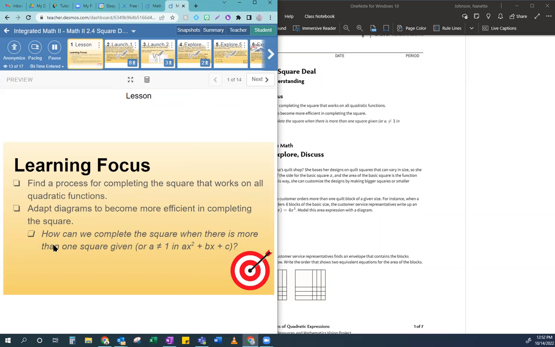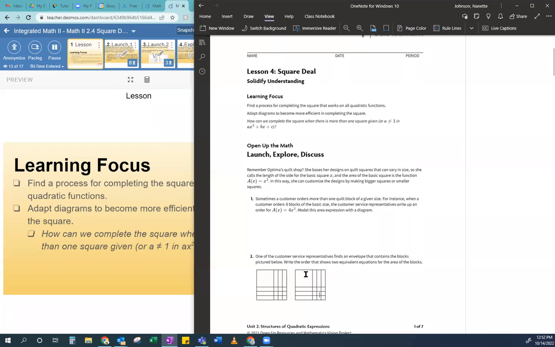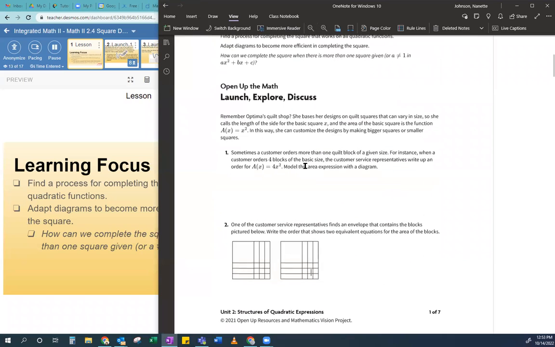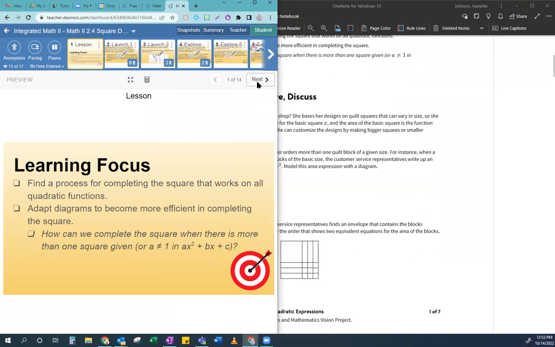So the question that you need to be able to answer today is, how can we complete the square when there is more than one square given, or there's like two of the gigantic squares right here, right? That's what we want to think. So I'm going to be going back and forth between your answers and this. So let me make this a tad bigger. So I'm going to read off here.